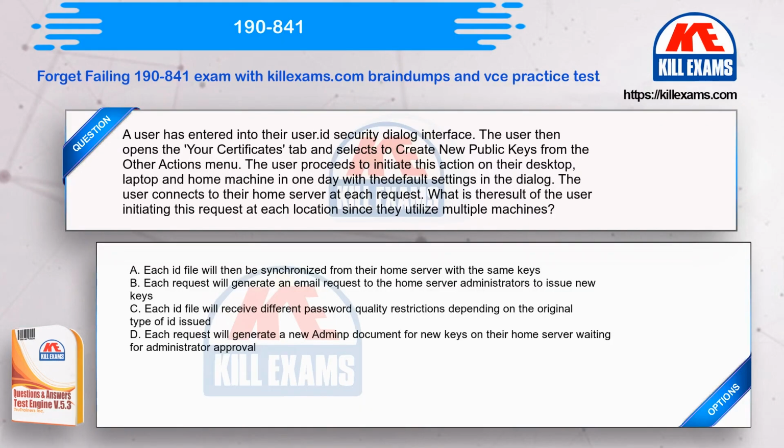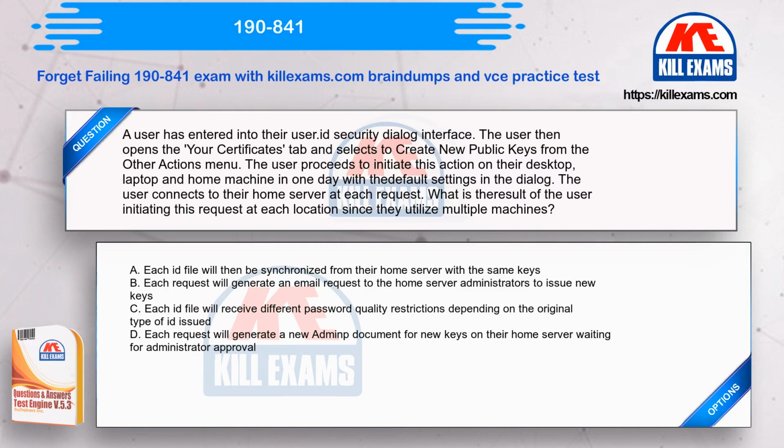Question: a user has entered into their user ID security dialog interface. The user then opens the Your Certificates tab and selects to create new public keys from the Other Actions menu. The user proceeds to initiate this action on their desktop, laptop and home machine in one day with the default settings in the dialog. The user connects to their home server at each request. What is the result of the user initiating this request at each location since they utilize multiple machines?